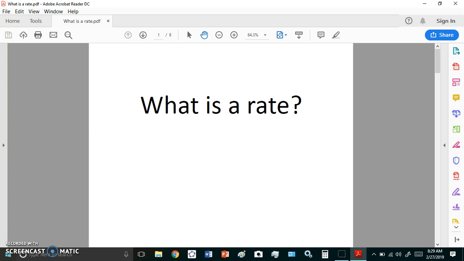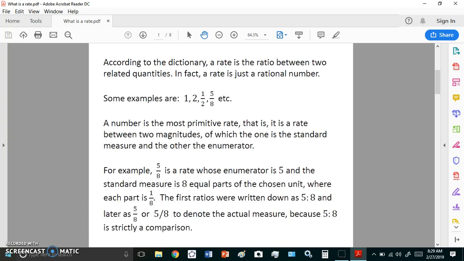But in any case, what is a rate? And I'm going to be discussing time as a rate, because a rate is really just a ratio between two related quantities. In fact, it's just a rational number. So some examples, as you see here, are 1, 2, half, and 5/8. And of course, a number is the most primitive rate. That is, it is a rate between two magnitudes, of which the one is a standard measure and the other the enumerator.